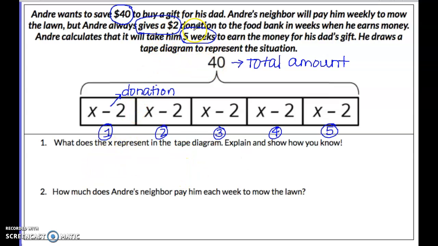Well, I know that he's giving $2 each week, and I know that he has a total amount of 40. What's important is each week he's giving $2 from what? And that's the one thing that I don't know. I know that it's $2 from the amount that he earns, but I don't know what that is. So in this case, our X represents the amount he earns each week.